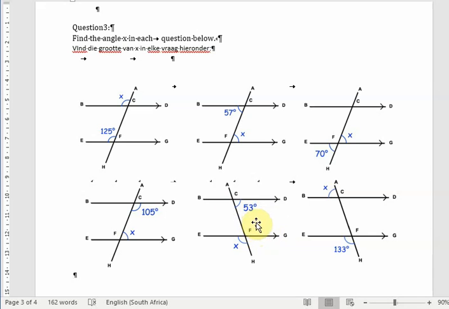Now that we know that F there is 127 degrees, we can see that that forms an X. In an X, vertically opposite angles are equal. So in daai X is teenoorstaande hoeke gelyk. So as daai 127 is, gaan X ook 127 wees. So, twee maniere om uit te werk. X is 127.